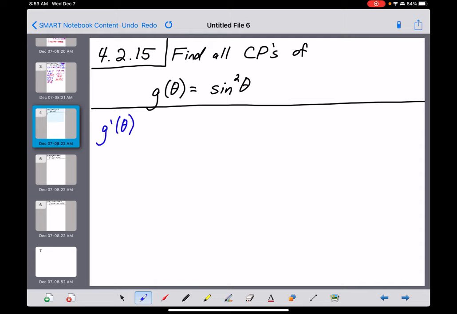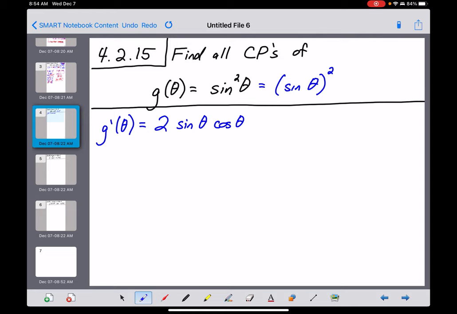G prime of theta equals, and remember guys, sine squared of theta is actually the sine of theta, in parentheses, quantity squared. So we're going to use the power rule on that. We're going to bring the 2 out in front. We're going to keep the base the same, that's sine of theta. Technically, that gets taken to the first power, but we don't need to write that. And then chain rule times the derivative within. And the derivative of sine of theta is cosine of theta. And that's our derivative there, guys. All right, nothing can be done to simplify that at all.